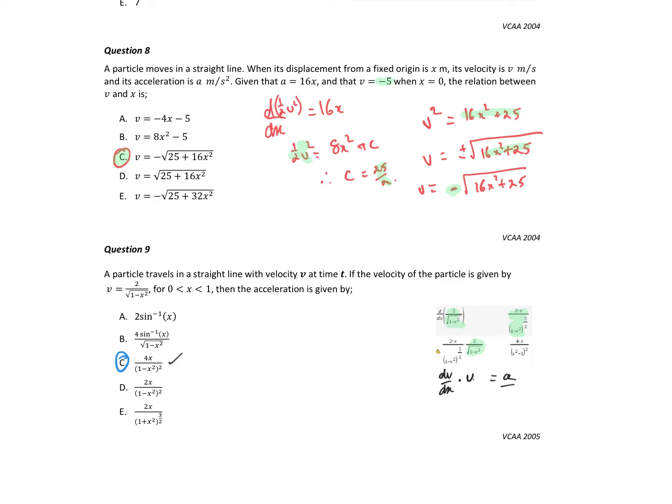Again, an equivalent, I could have done a half v squared is equal to a half times 4 over 1 minus x squared, and then worked out the derivative of that with respect to x. Okay, so two approaches, both should give us the same answer.